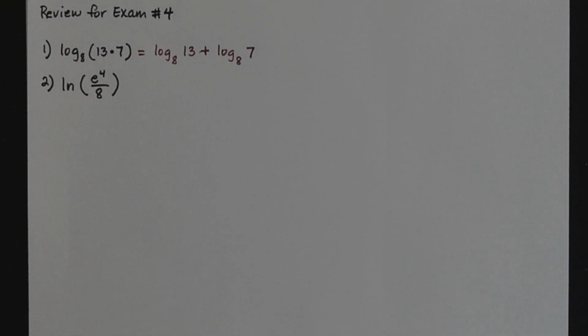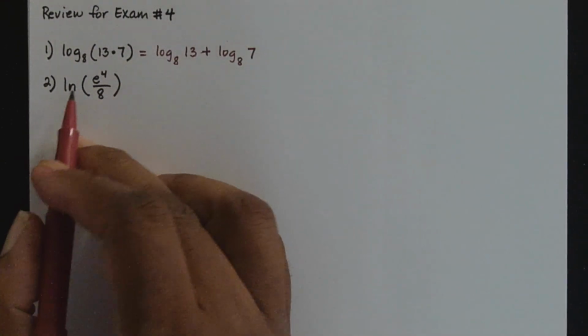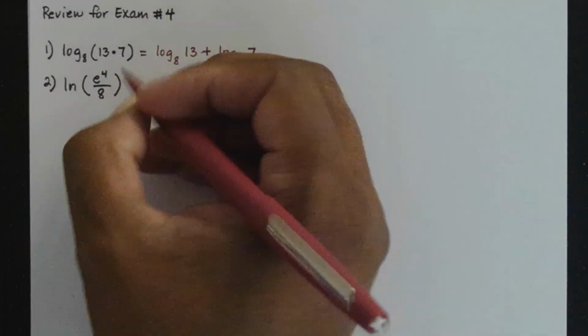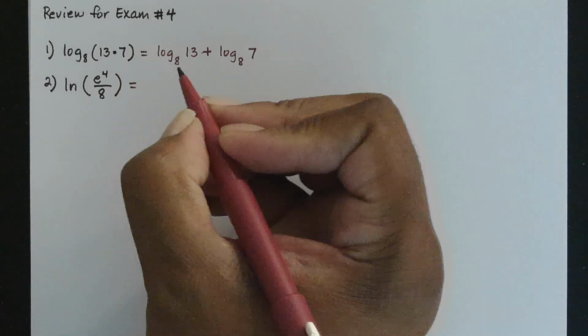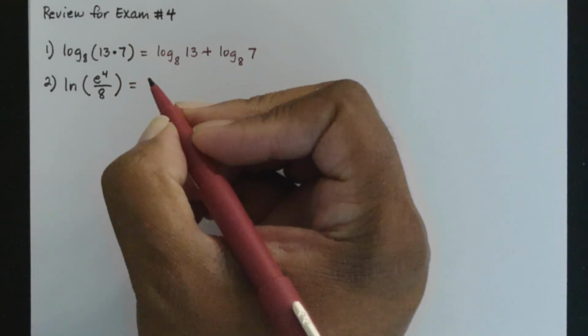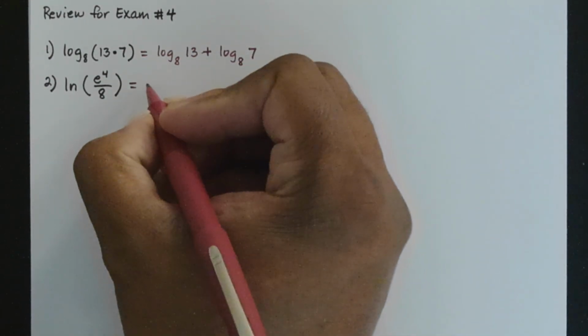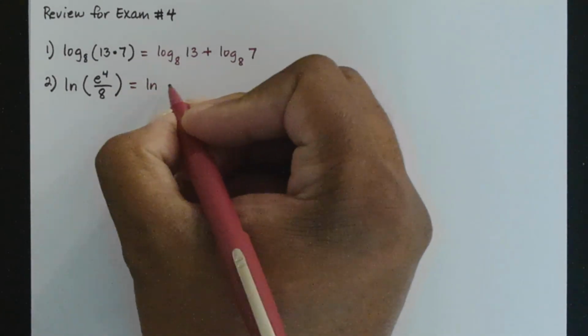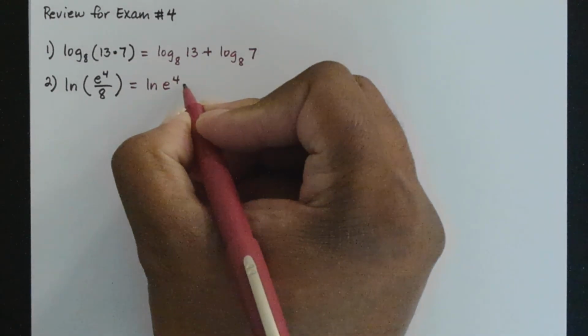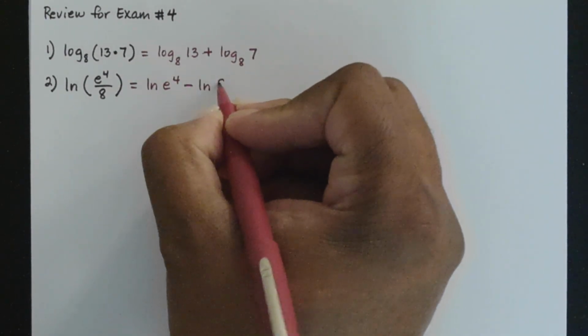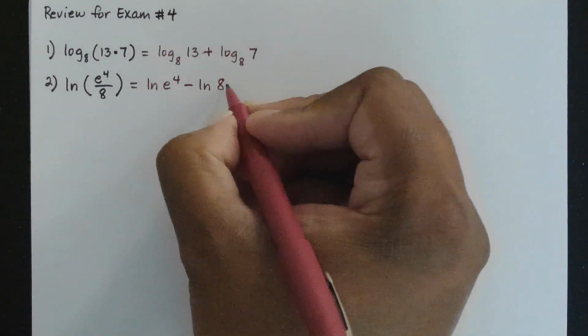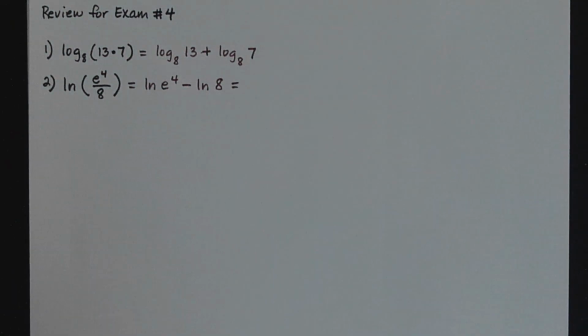So what rule do I need to use here? This time the quotient rule, because I have the natural log of the quotient. And I can write that as the difference of the individual logarithms. So ln of e to the 4th divided by 8 would be ln of the numerator, e to the 4th, minus ln of the denominator, which is 8. Okay. And I'm not done yet because I can do something with ln of e to the 4th.